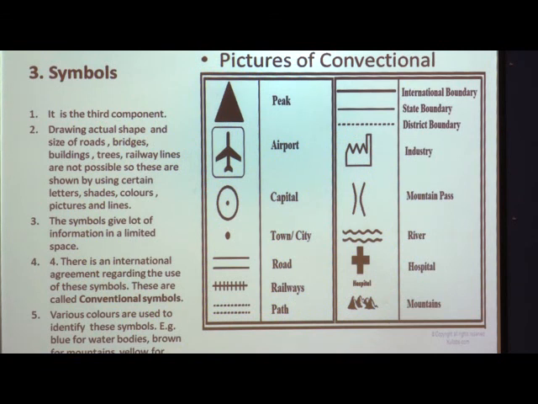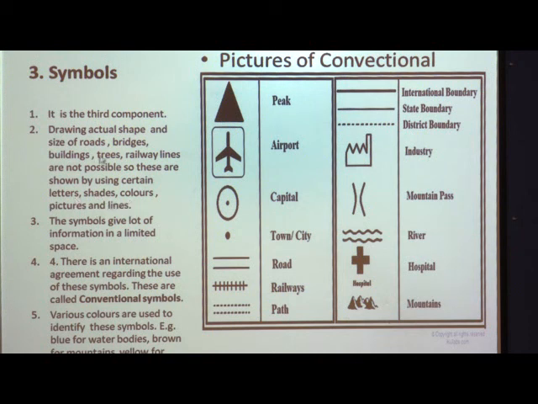Now the third most important component of a map is symbols. Okay. So symbols are the third most important component. What are symbols? Drawing the actual shape and size of the roads, bridges, buildings, trees, railway lines is not possible. So these are shown by using certain letters, shades, colors, pictures and lines.